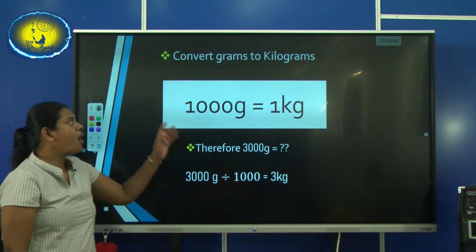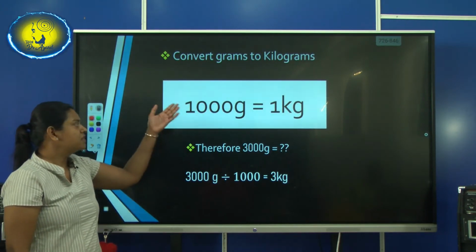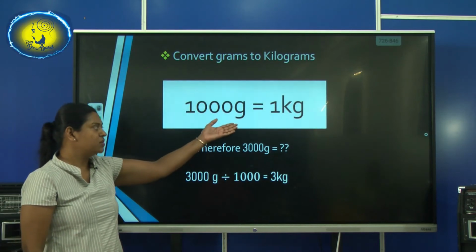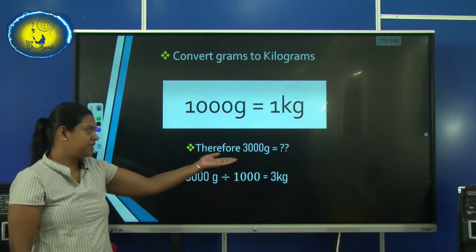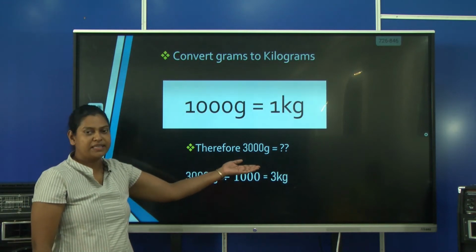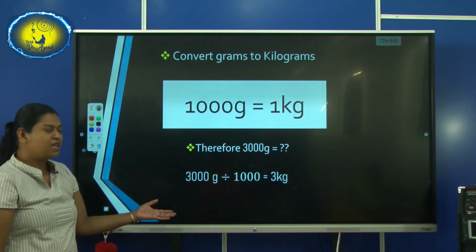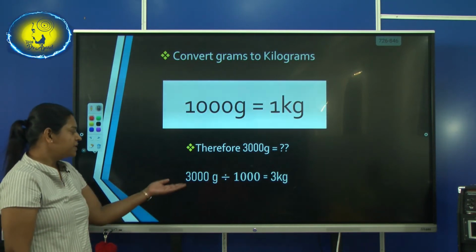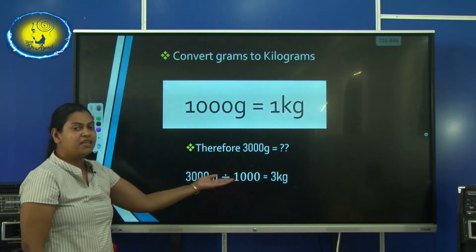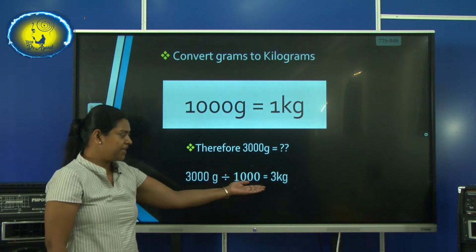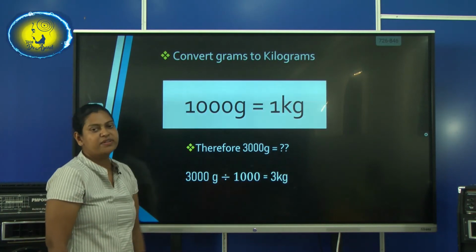Let's see how to convert grams to kilograms. 1000 grams equal 1 kilogram. Therefore, 3000 grams equal, do you know the answer? Let's see how we can do it. 3000 grams, you can divide it by 1000. It will be 3 kilograms.